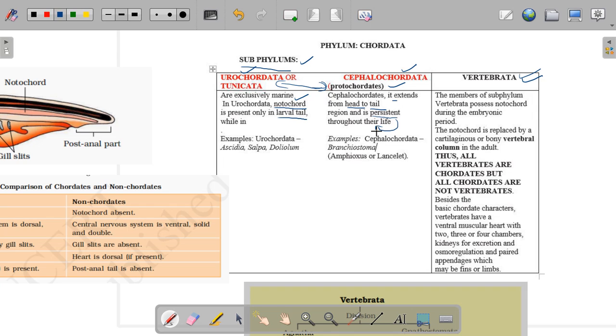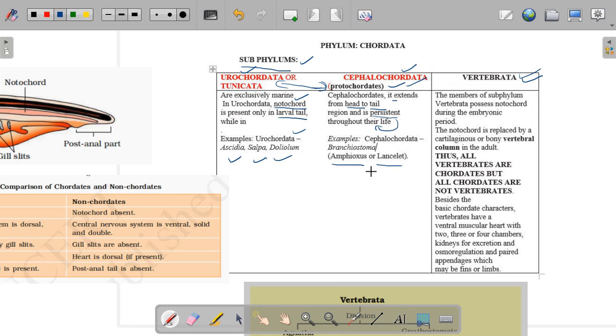In Urochordata, as I already said, Chordata is named mainly because of the presence of a string-like structure called the notochord. This notochord is only present in the larval tail, especially in Urochordata, whereas in Cephalochordata, it is present all the way from head to tail throughout their life. Examples: Ascidia, Salpa, Doliolum are examples of Urochordata, whereas Branchiostoma, which can be called Amphioxus or Lancelet, is an example of Cephalochordata.